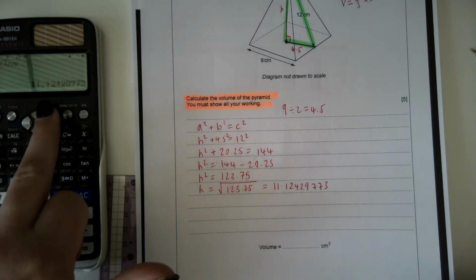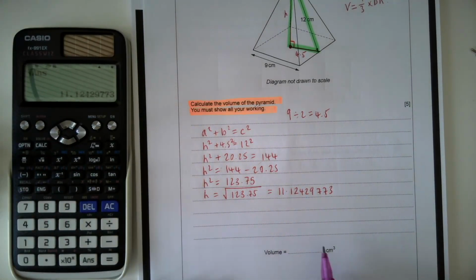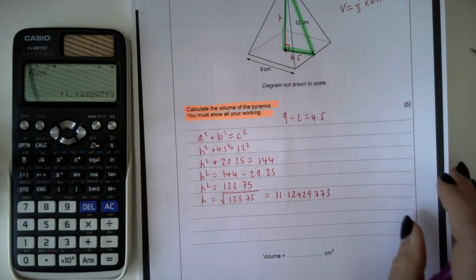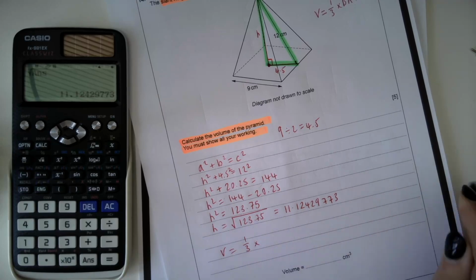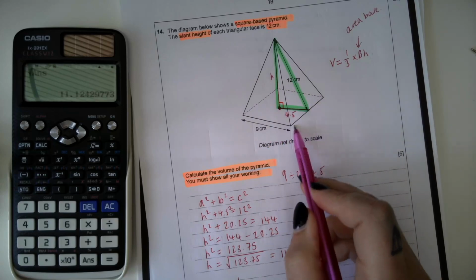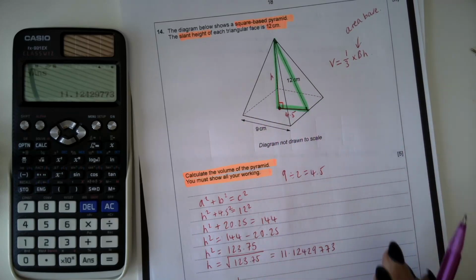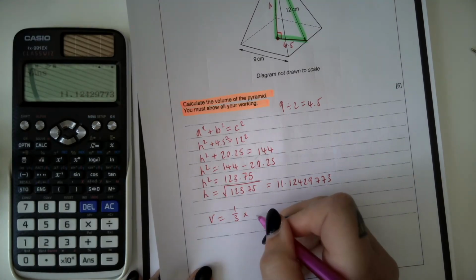I'm going to leave that in my calculator because that's a big decimal and I don't necessarily want to have to type that in loads, because I know I'm going to need to use the height for the volume. Okay, so now we're working out the volume, guys. So it's 1/3 multiplied by the area of the base, so the area of the square base. So 9 times 9, because all sides on a square are the same. So 9 times 9.